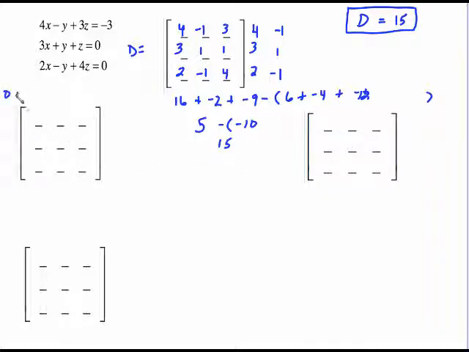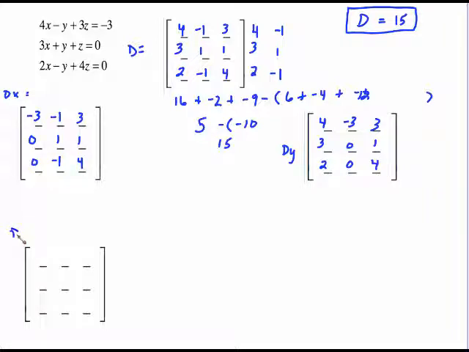So the Dx matrix, because we will be using the Dx matrix to find the answers for x, we're going to put the constant column into the x column. Your y and your z column remain what they were, which is negative 1, 1, negative 1, 3, 1, 4. Your Dy matrix, we're going to use the Dy matrix to find the answer for y. So put your constants into the y column. And your x and your z column are what they were originally. So 4, 3, 2, 3, 1, 4.